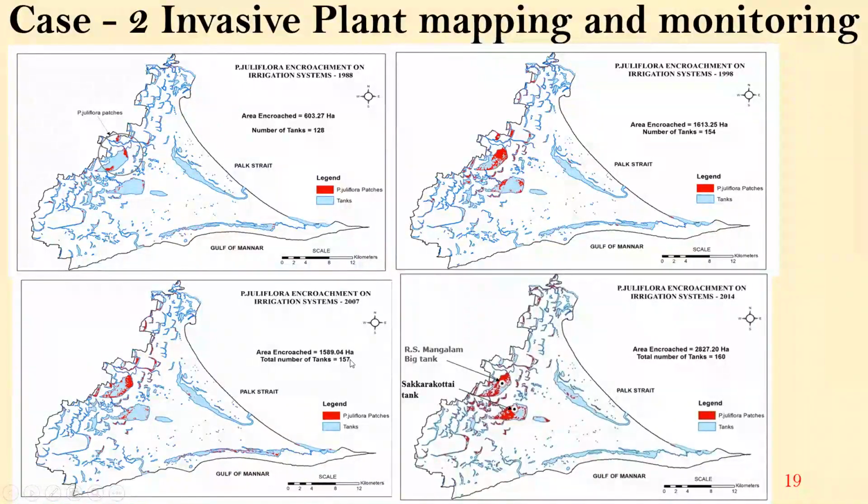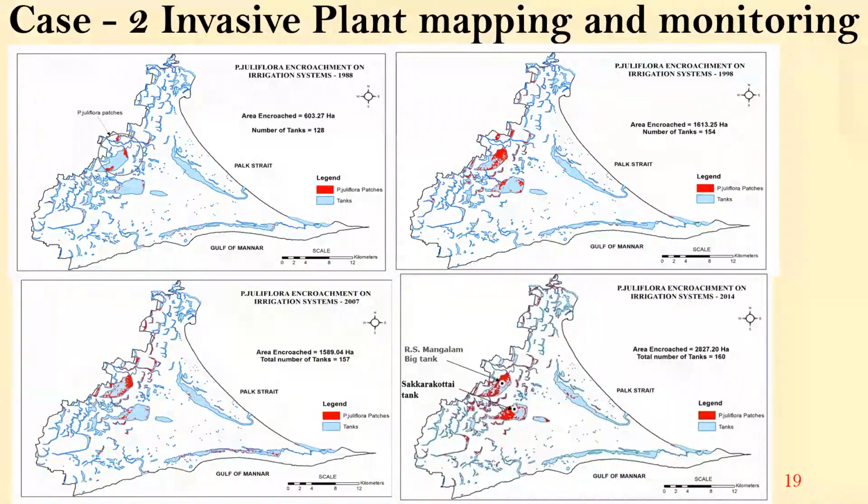And in the year 2007, the area encroached by Prosopis was 1500, and we have analyzed the reason why this area reduced. New biomass-based power generation companies had started in and around the Ramanathapuram district. So this Prosopis juliflora was used as a biomass for generating electricity. During that time, a large amount of wood was cut from this Prosopis juliflora.